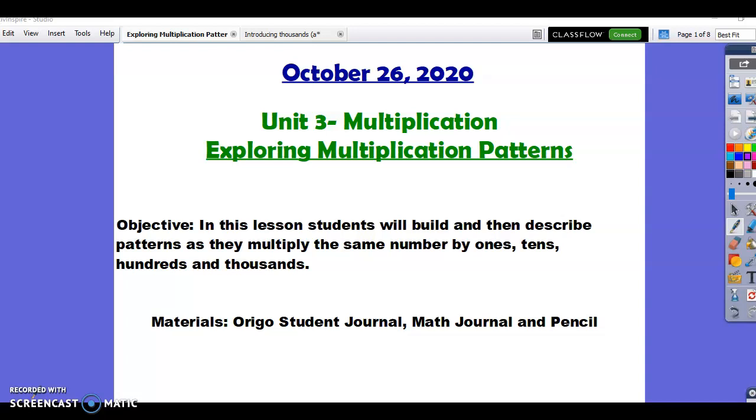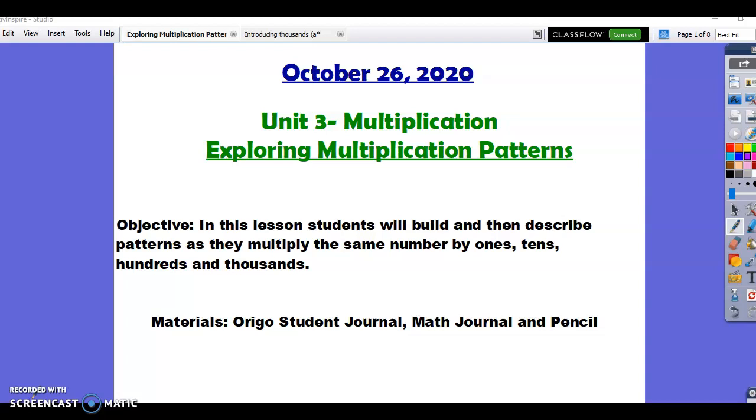We are going to continue on today with our Unit 3 of multiplication inside of your journals. You're going to be writing the below title that's underlined, Exploring Multiplication Patterns, as the new clean page title of your Unit 3 multiplication. Just on a new clean page, write the title, Exploring Multiplication Patterns.